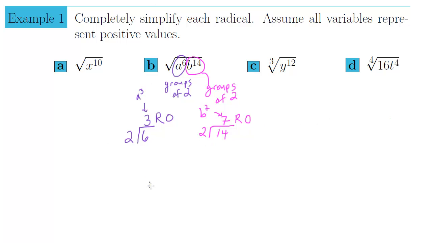So my overall result says that the square root of a to the 6th, b to the 14th should simplify to a cubed b to the 7th. And because I have no remainder after I make my groupings, there's nothing left under the square root.